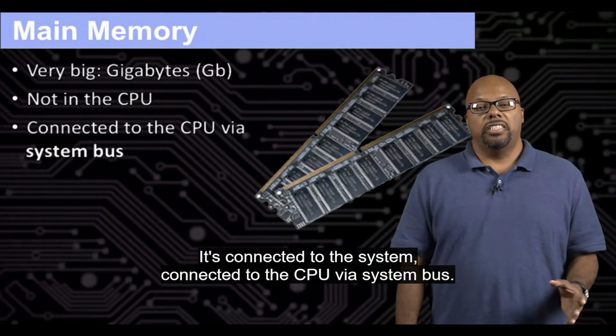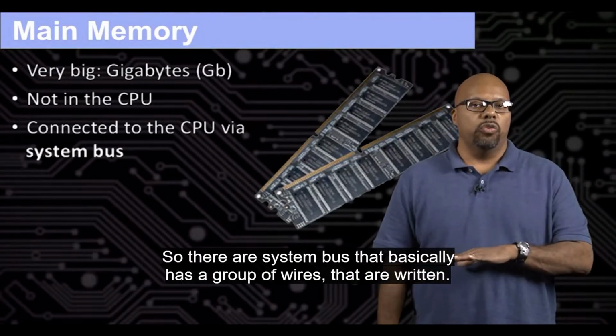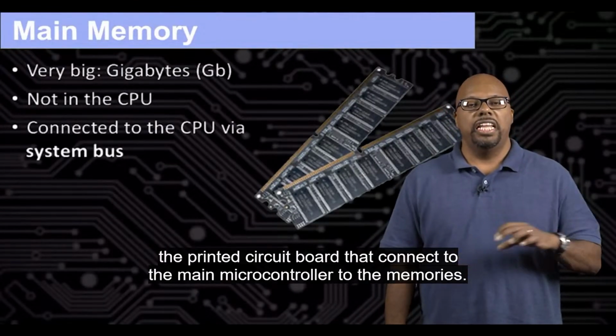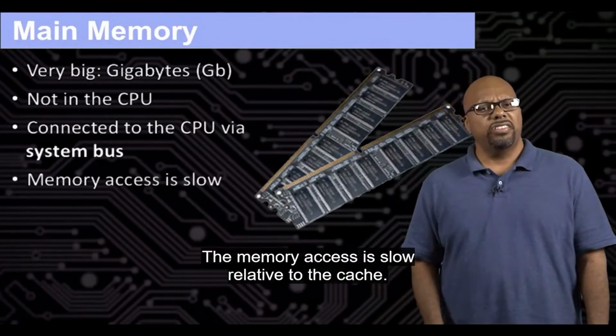It connects the CPU via a system bus. The system bus is basically a group of wires drawn onto the printed circuit board that connect the main microcontroller to the memories. Memory access is slow relative to the cache.